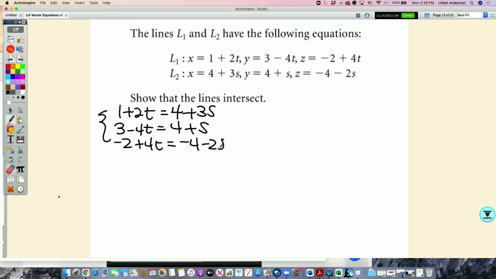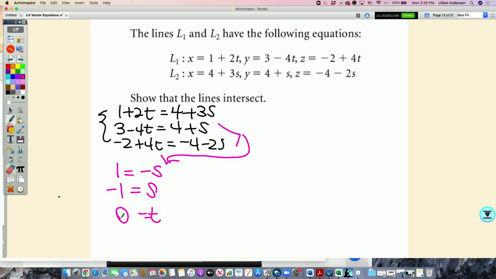There we go. So as we can see here, I don't know which 2 equations did you guys use? I definitely would have used the bottom 2 and solved for s. So by doing that, you'll get 1 equals negative s. So s is equal to negative 1. And when you plug it back in, t is equal to 0.